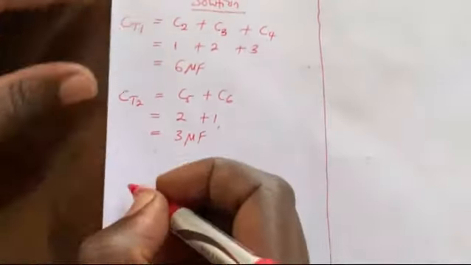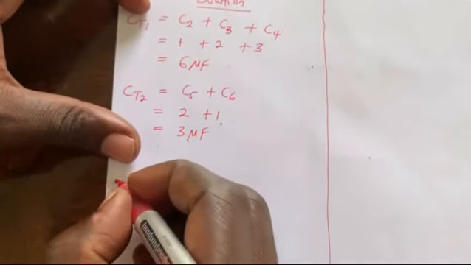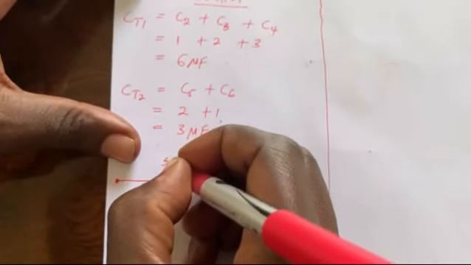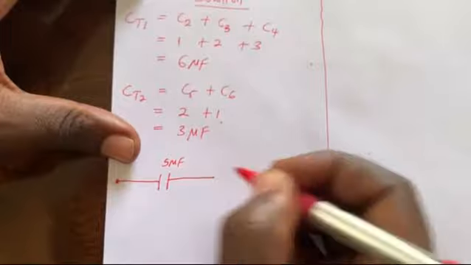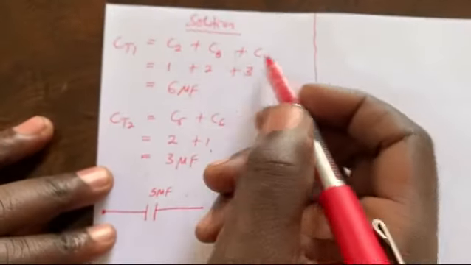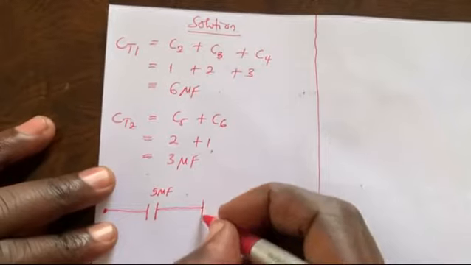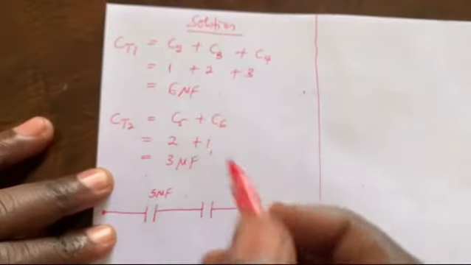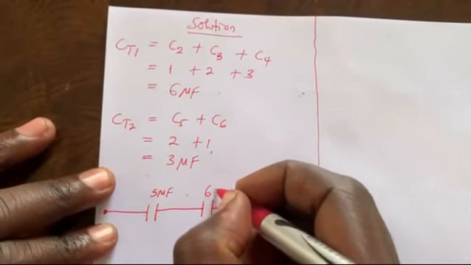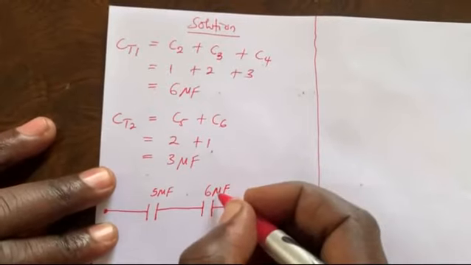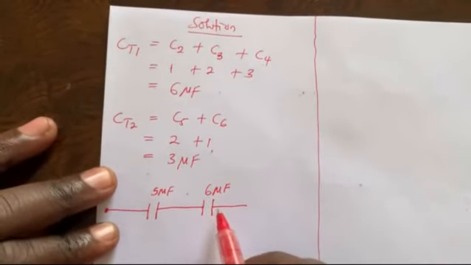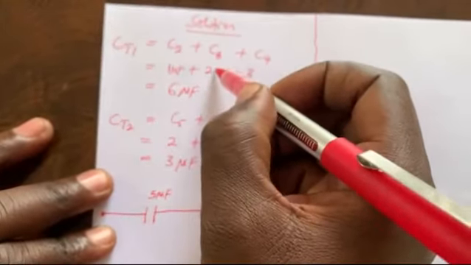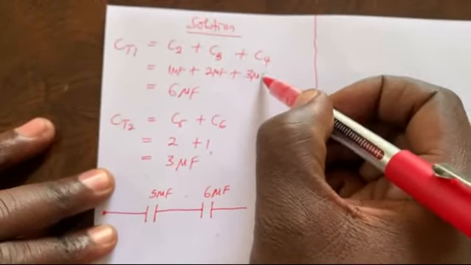So at the end we will draw the network of capacitors again as this. Well, the first one, remember your C1 is 5 microfarad, and then the total of C2, C3, C4 is this. So it means if we remove all these 3 capacitors and we connect one capacitor with a capacitance of 6 microfarad, it will produce the same effect as these 3 capacitors with 1 microfarad, 2 microfarad, and 3 microfarad capacitance.